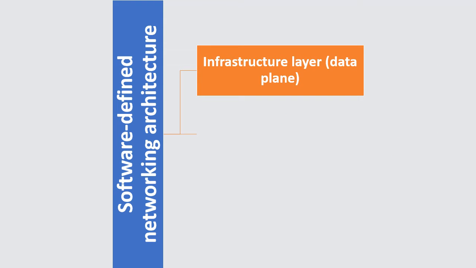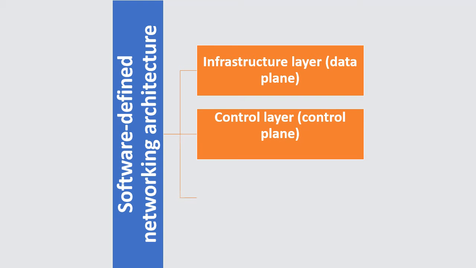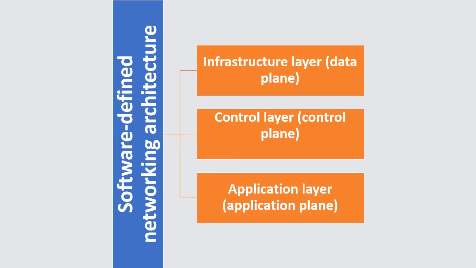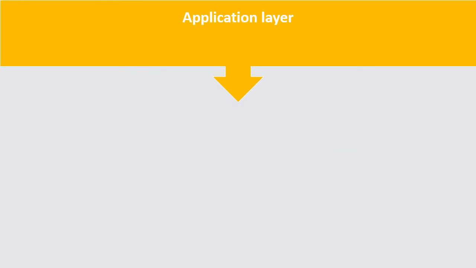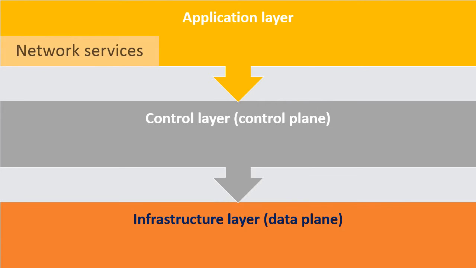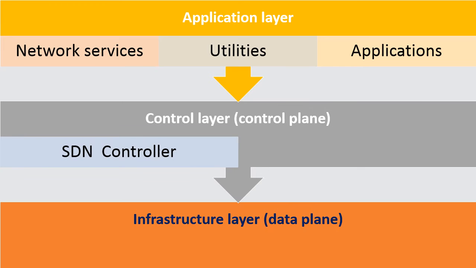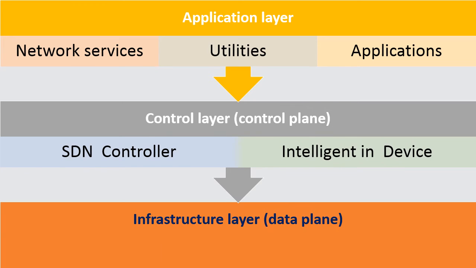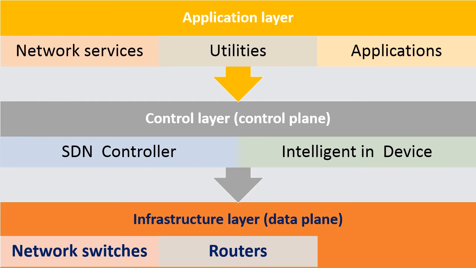Software-defined networking architecture are: infrastructure layer, data plane; control layer, control plane; application layer, application plane. Application layer, application plane, are network services, utilities, and applications. Control layer, control plane, are the intelligence in devices. Infrastructure layer, data plane, are network switches and routers and data.